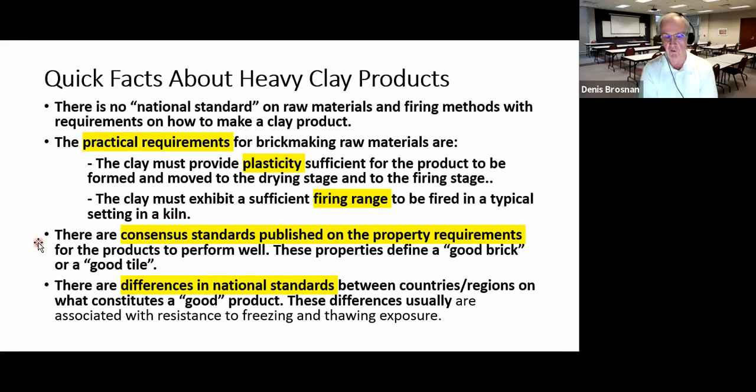Now, there are some differences in national standards. For example, we in the United States define freezing and thawing durability based on physical properties. In Canada, with some more extreme freezing and thawing conditions, their physical property requirements are different. In the European community, the ceramics are required to exhibit performance in a freezing and thawing test. There are some differences in national standards. And like I say, a good product is one that meets those standards.